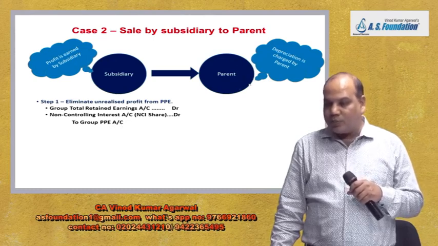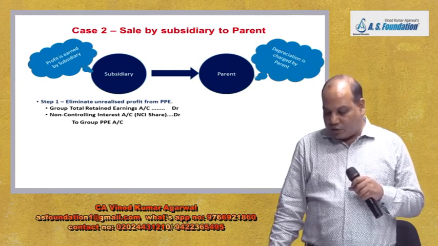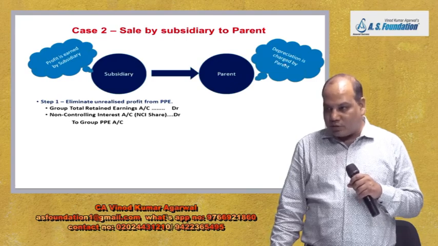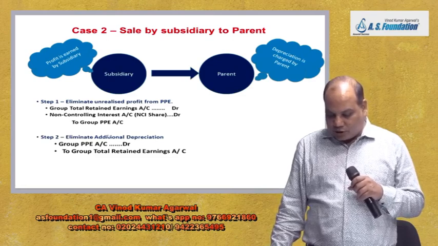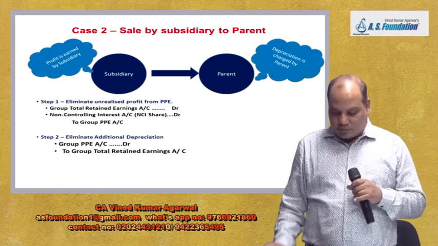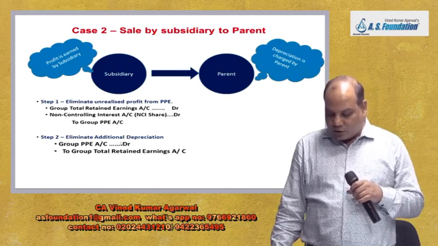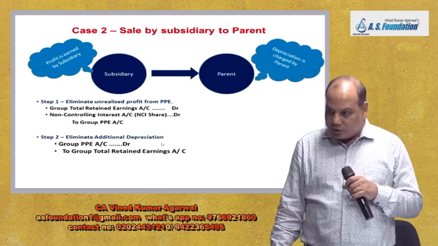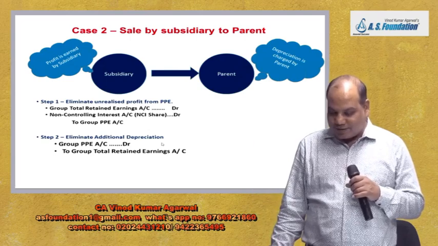And this time who has provided the additional depreciation? Parent. Is NCI going to bear any burden of this additional depreciation? No, that is in the books of parent. Only reverse that much additional depreciation. Group PPE account debit, increase it to group total retained earning. This is the reversal of additional depreciation charged. Is it right? Yes.